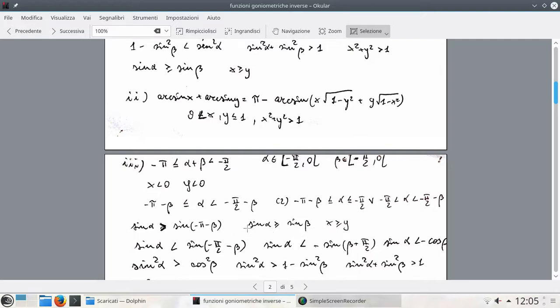So we have the first part, sine alpha not less than sine beta. So x not less than y. If you change the roles of alpha and beta, you'll find y not less than x. The relation between x and y is symmetric. I won't say it anymore.